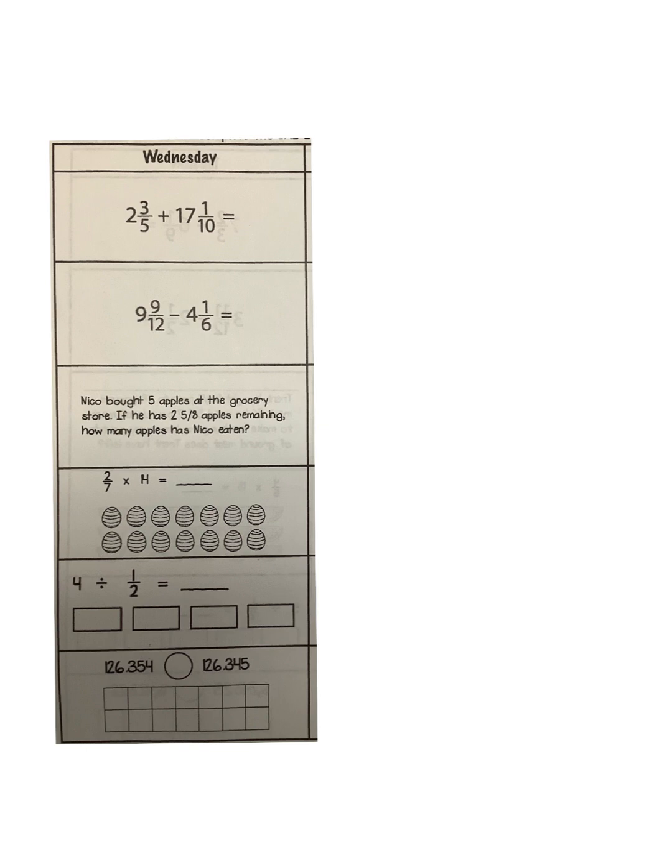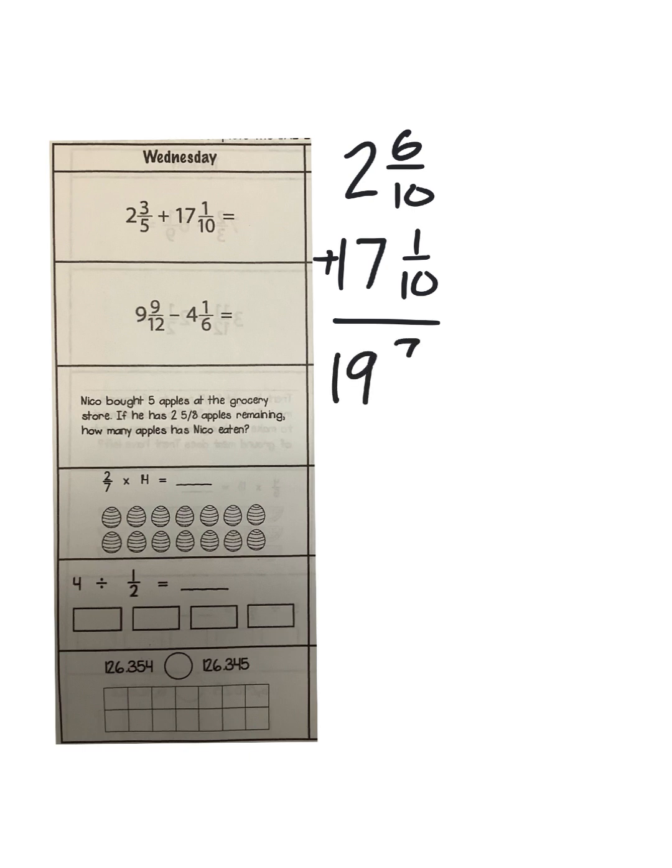How will I change the denominator for 2 and 3/5? Elizabeth: I'll multiply by 2. So what is the equivalent fraction for 2 and 3/5? 2 and 6/10 plus 17 and 1/10. That will give us a total of 19 and 7/10. Any questions on that one?